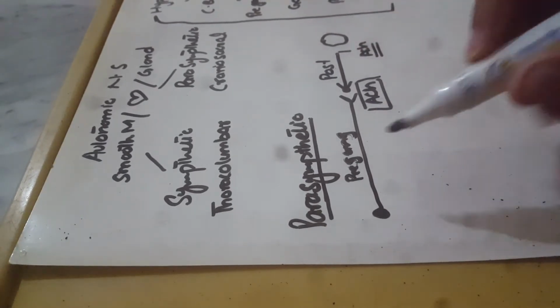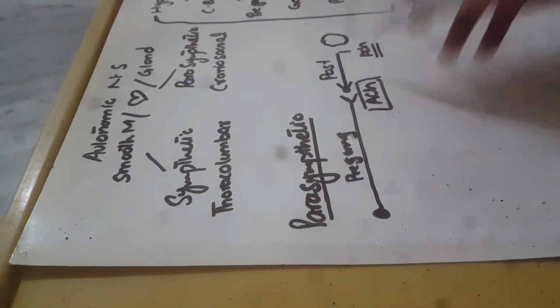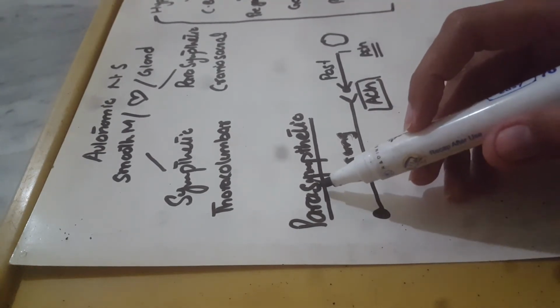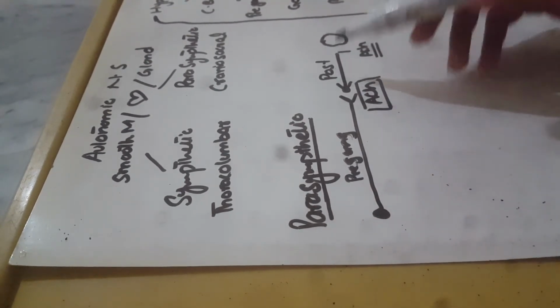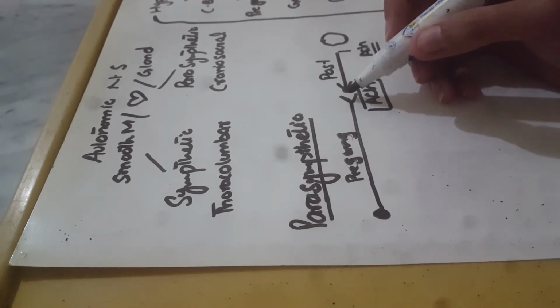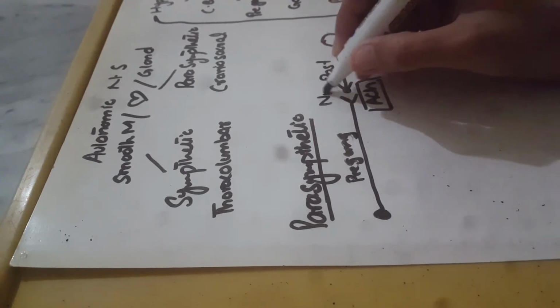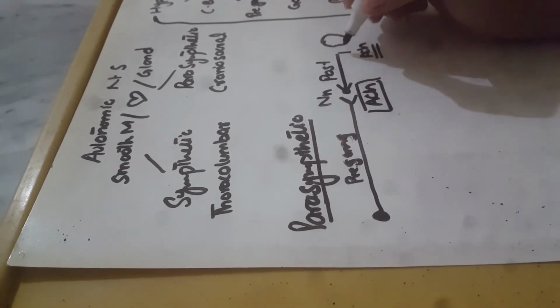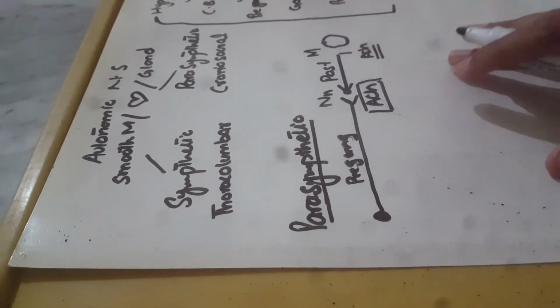Now remember, the preganglionic of the parasympathetic is long and the postganglionic is short, right? Preganglionic is long and postganglionic is short. Now acetylcholine is present here, which is a neurotransmitter. Which receptor should be there to detect this or to attach with this? We have nicotinic receptors here, and here which receptor? There is the muscarinic receptor, right?